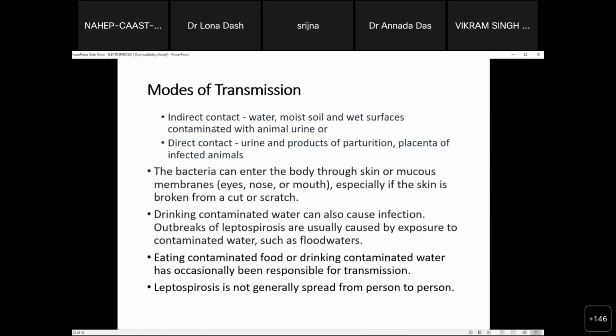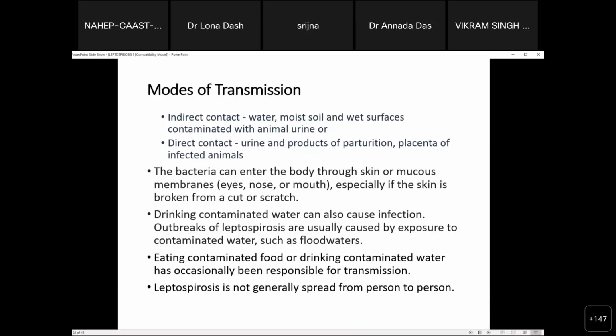Thus, the mode of transmission includes indirect contact with water, moist soil, and wet surfaces which have been contaminated with animal urine, or direct contact with urine and products of gestation and putrefaction and the placenta of the infected animals. The bacteria can enter the body either through abraded skin or through the mucous membranes of the eyes and nose. Drinking contaminated water can also cause infection.